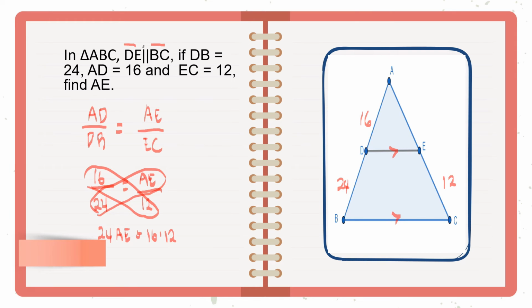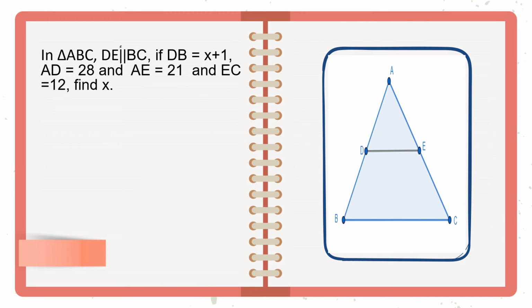And 16 times 12 is equal to 192. So to solve for AE, we divide both sides by 24. So 192 divided by 24 is equal to 8. So therefore, AE is equal to 8. Is this understood?